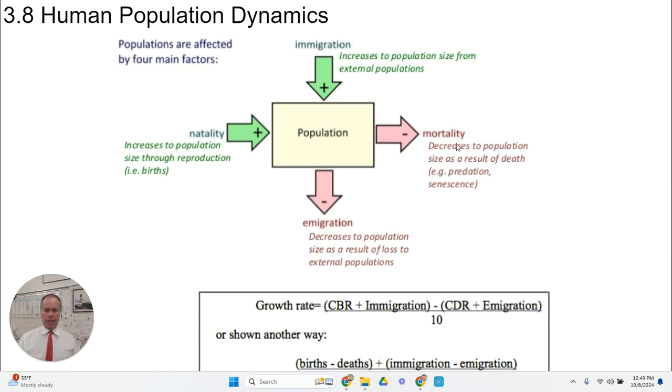Those two things have a major impact on the size of a population. If birth rates are higher than death rates, we have a growing population. If it's reversed, we have a declining population. And if they're equal, we have a stable population. But there's other factors as well.